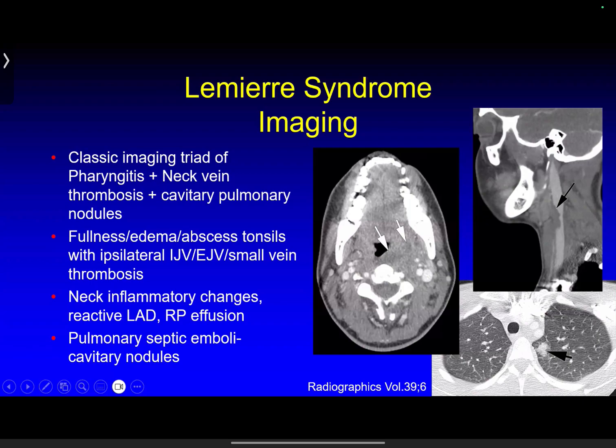So look for the neck inflammatory changes, the reactive lymphadenopathy. You could have reactive retropharyngeal effusions. Always try to tie it all in. Even if you're not seeing any inflammatory changes, but a young, otherwise healthy young adult comes to the ER and you're seeing a jugular vein thrombosis and a non-specific lung opacity, think of Lemierre's.